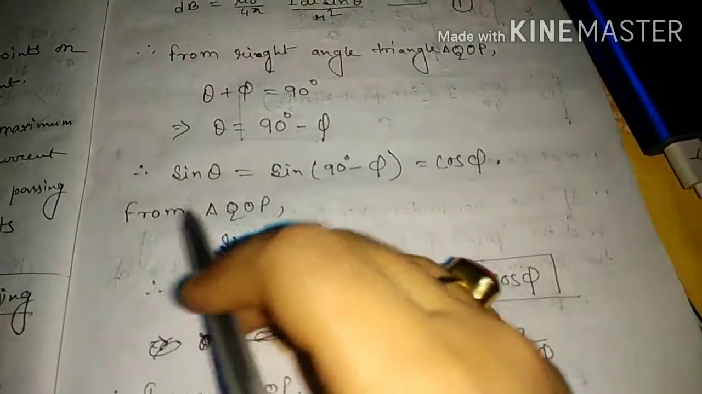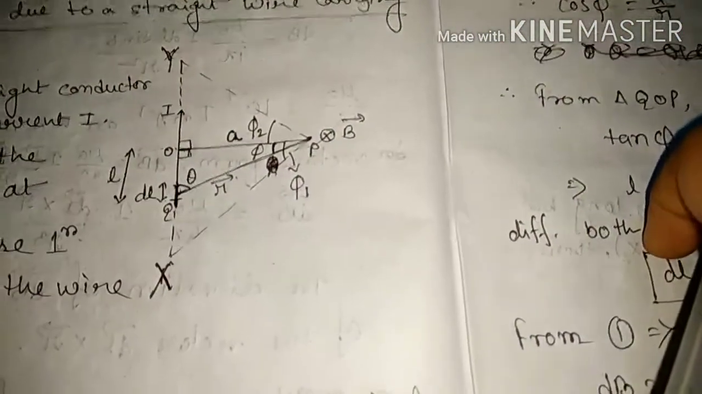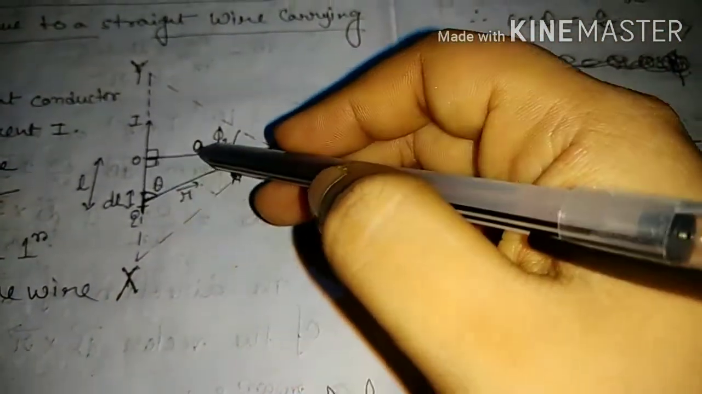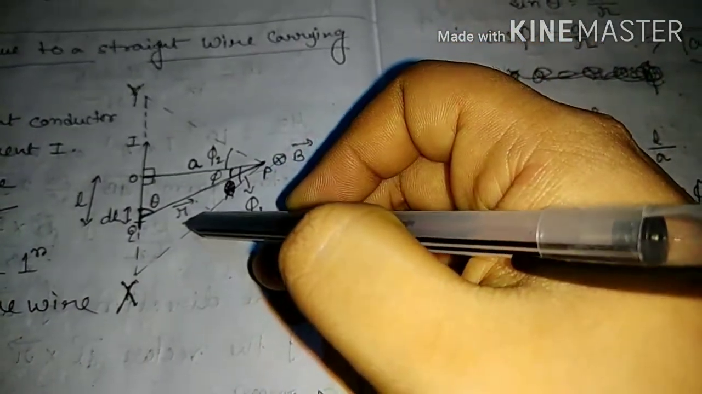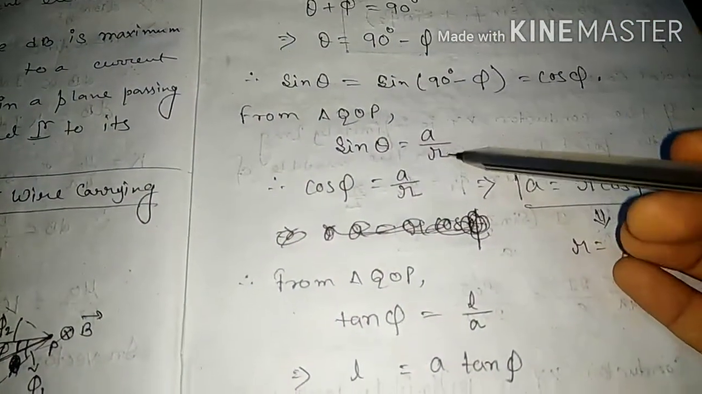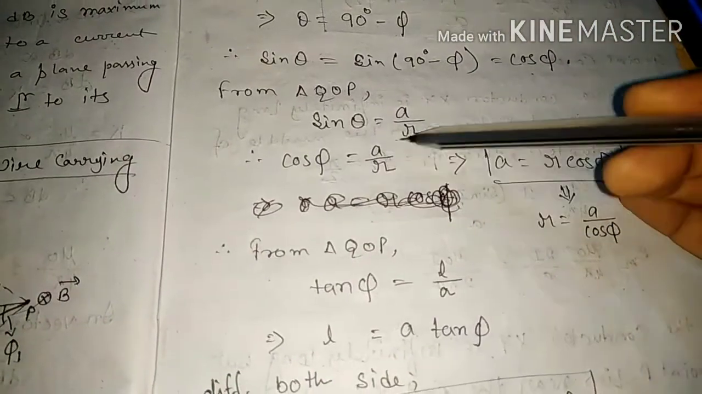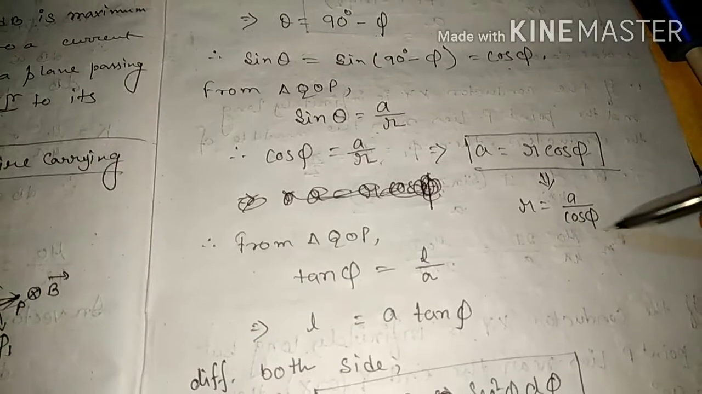Now we find out sin theta. From this triangle, sin theta means perpendicular by hypotenuse. With respect to theta, this will be the perpendicular and this will be the hypotenuse, so A by R. Here we consider the magnitude of this position vector. So sin theta equals A by R. Because sin theta equals cos phi, cos phi also equals A by R, and A equals R cos phi, so R equals A by cos phi.